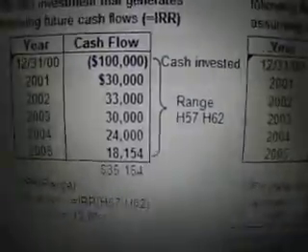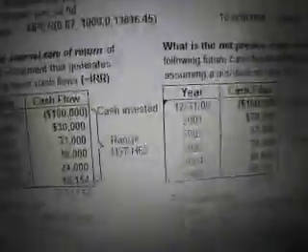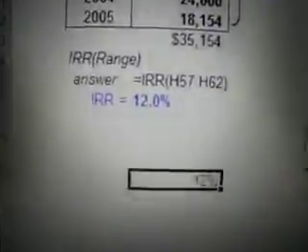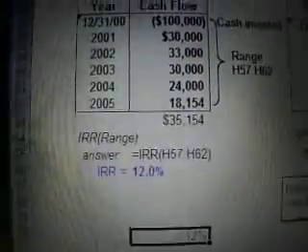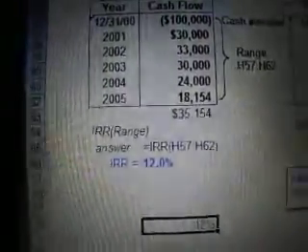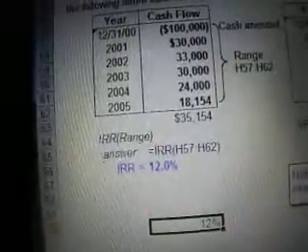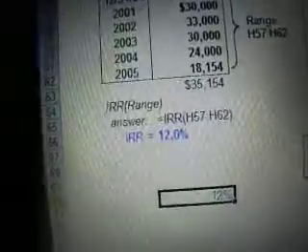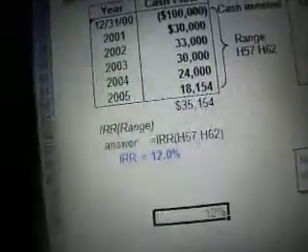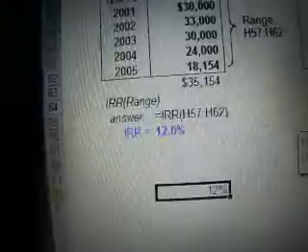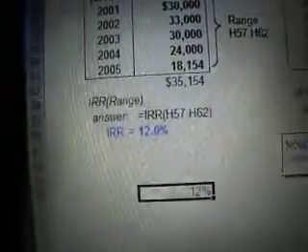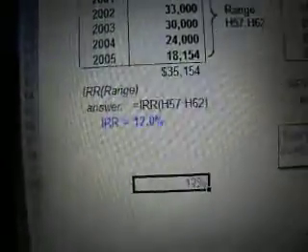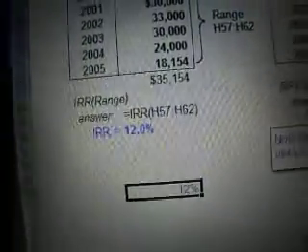In other words, if we invest 100,000, then we receive 30,000 after 1 year, 33,000 after 2 years, 30,000 after 3 years, 24,000 after 4 years, and 18,000 after 5 years. We are earning 12% return on this investment. Everybody okay? Okay. One more function.